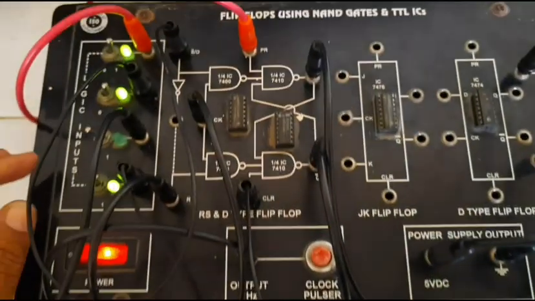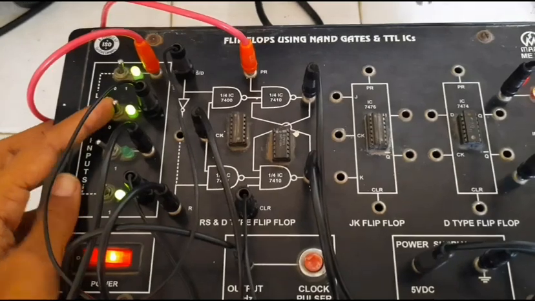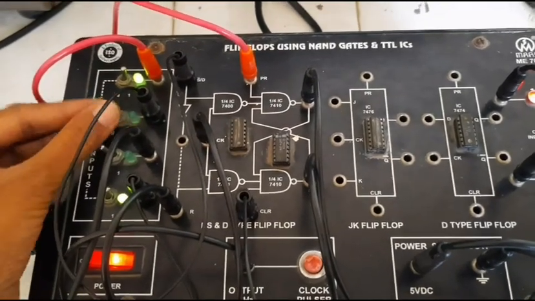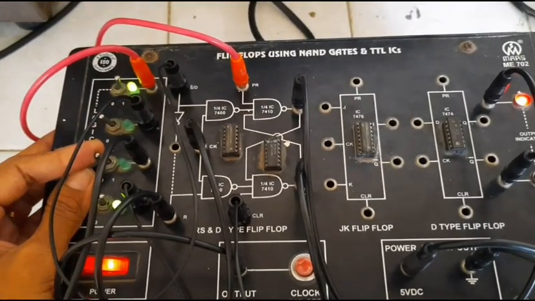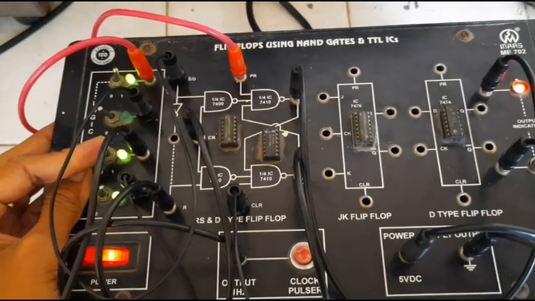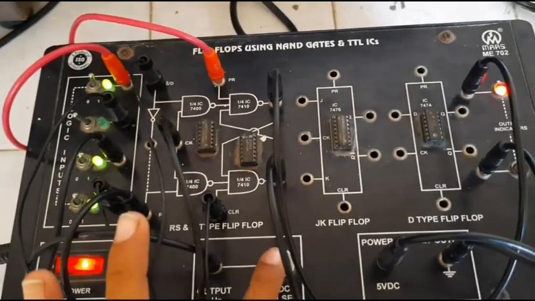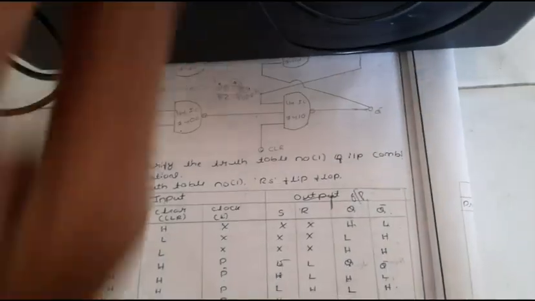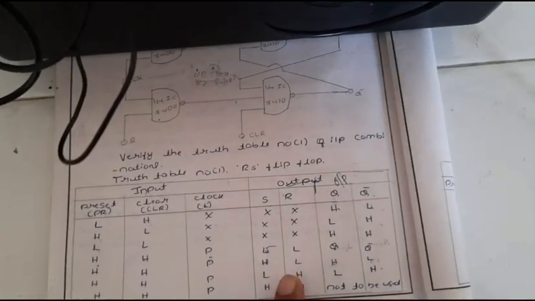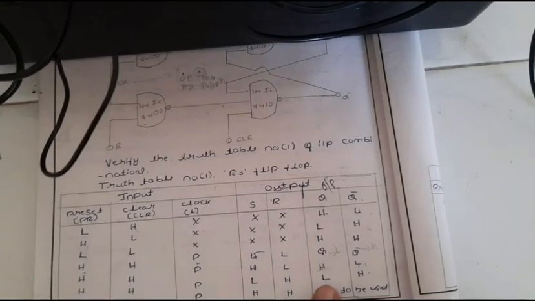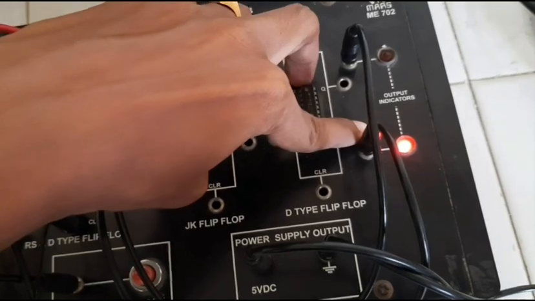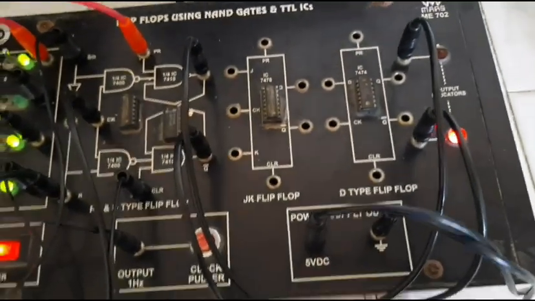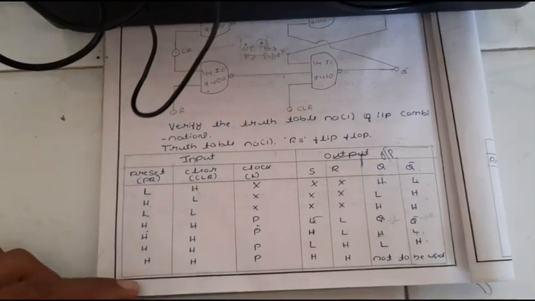So this time S is low, R is high, and we should apply one clock pulse. You can see the output has changed here. Output Q is low, Q bar high. So like that you should verify the truth table for different types of flip-flop.